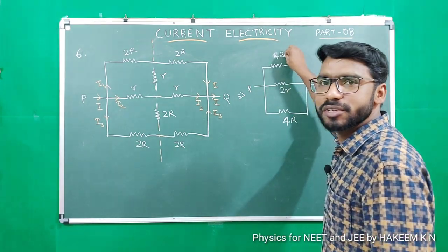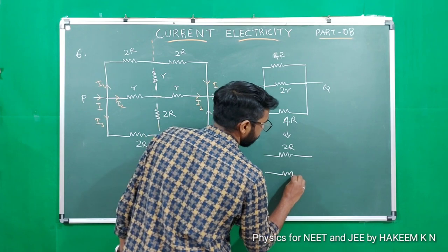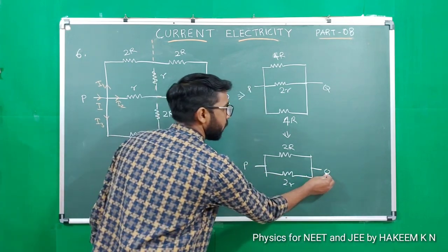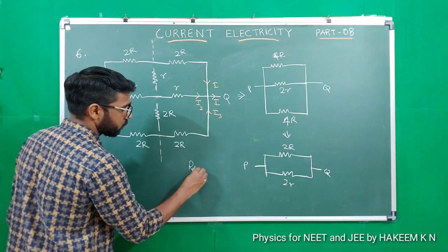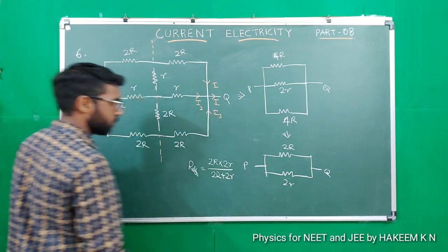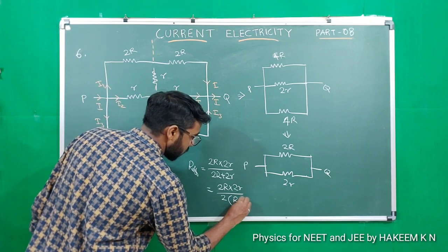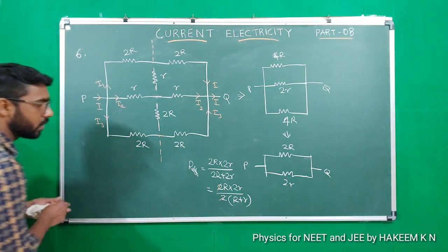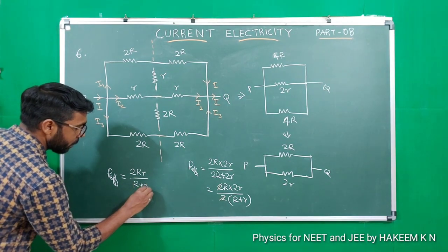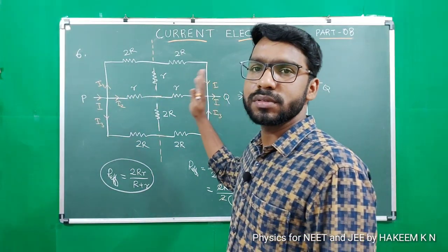Now 4R, 4R parallel first, then you will get 2R. Okay, 2 capital R, 2 small r, the final effective equivalent network between P and Q. Now R effective equal to R1 R2 into R1 plus R2. 2R into 2r by 2, we can take an outside R plus r. So 2 is cancelled. We get R effective equal to 2 capital R small r divided by capital R plus small r. This is the answer. So using mirror symmetry, we can cancel out junctions.